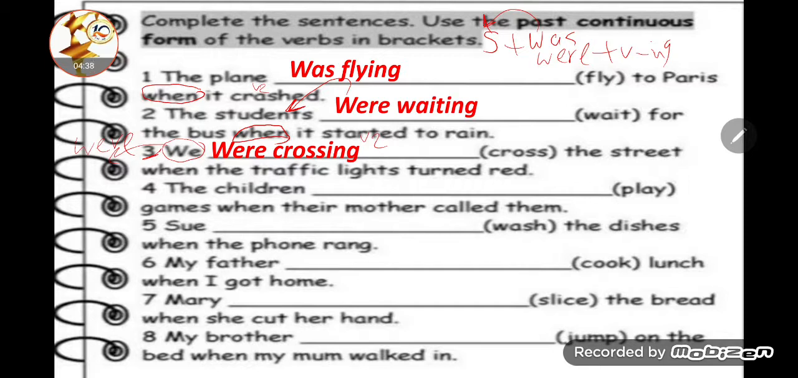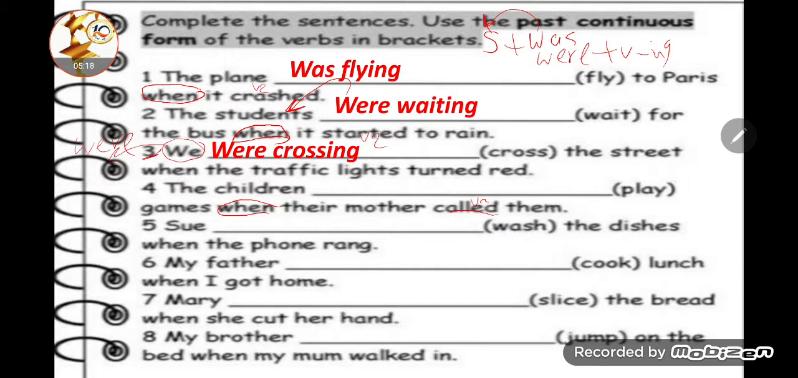Number 4, the children play games when their mother called them. The children play games when their mother called. عندي هون الverb to وعندي هون الkeyword when. إذا الأولى رح تكون the children واللي هي البلورال of a child اللي هي الأطفال والsingular of children مثل ما قلنا اللي هي a child, the child. If it's here written the child إذا هون كتبنا the child بتاخد was playing. لكن إذا حكينا the children were playing games when their mother called them.